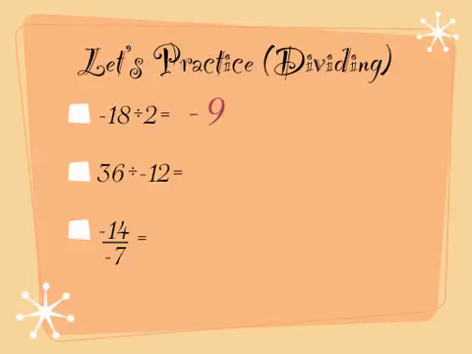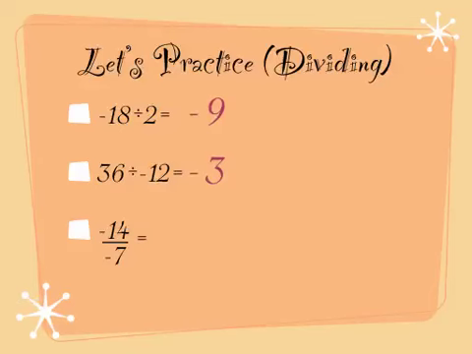The second example says 36 divided by -12. Well, here I have a positive 36 divided by a -12. A positive divided by a negative means I have different signs, which means my answer is going to be negative. And 36 divided by 12 is 3. So my answer is -3.